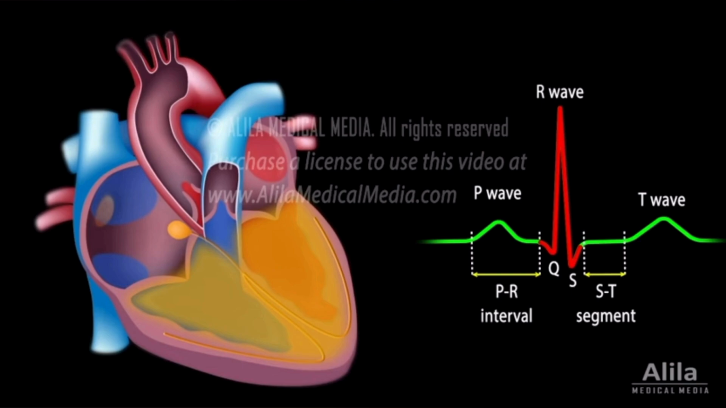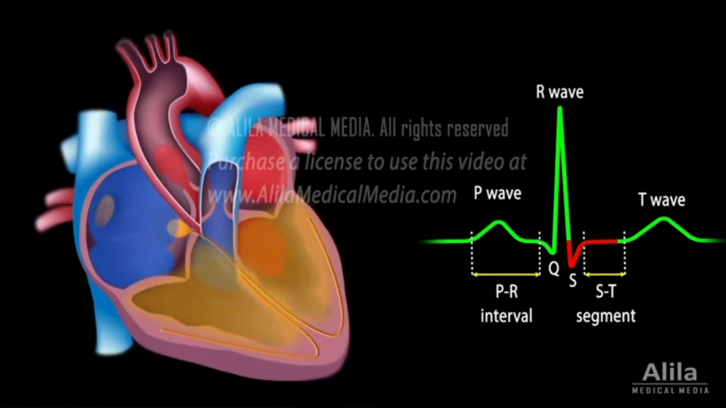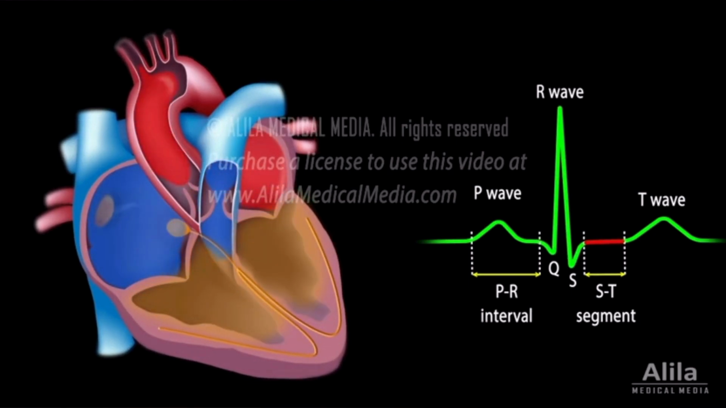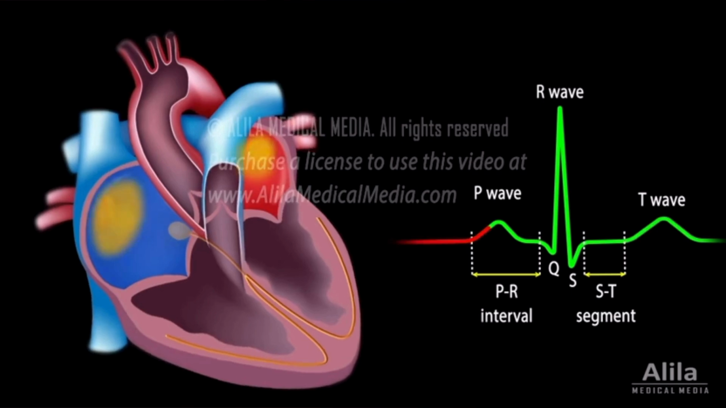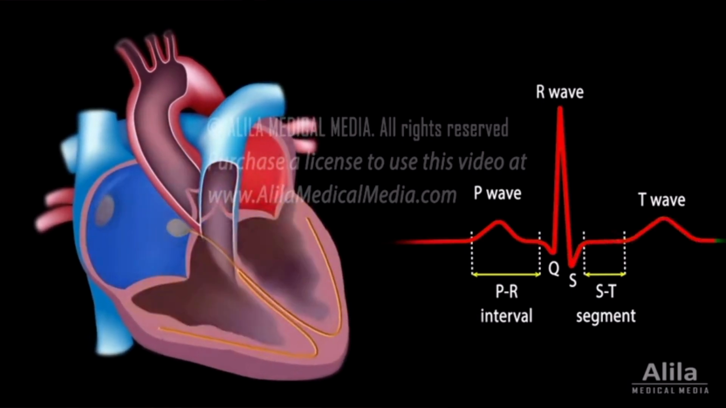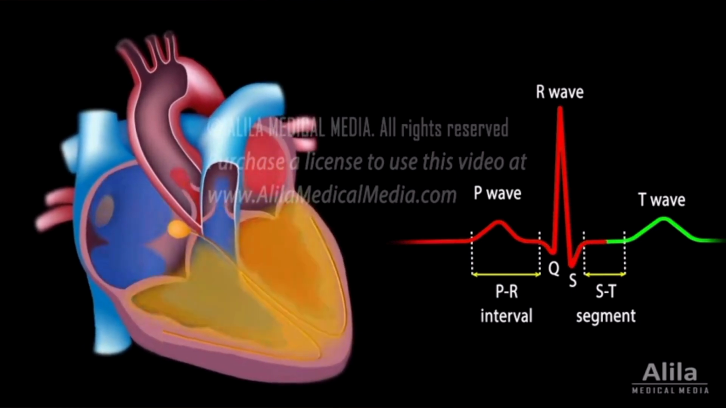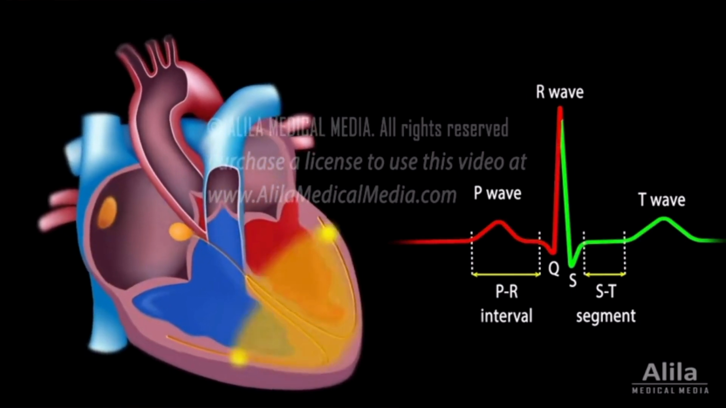The ST segment reflects the plateau of the action potentials in the ventricles. This is when the ventricles contract and pump blood. The T wave represents ventricular repolarization immediately before ventricular relaxation, or ventricular diastole. The cycle repeats itself with every heartbeat.